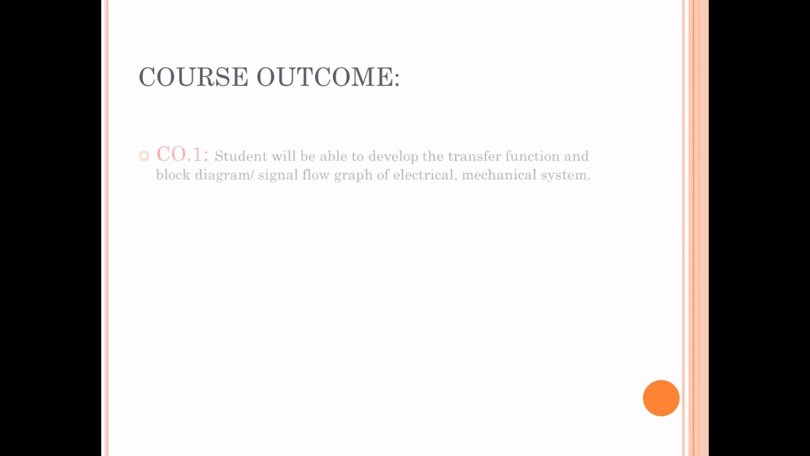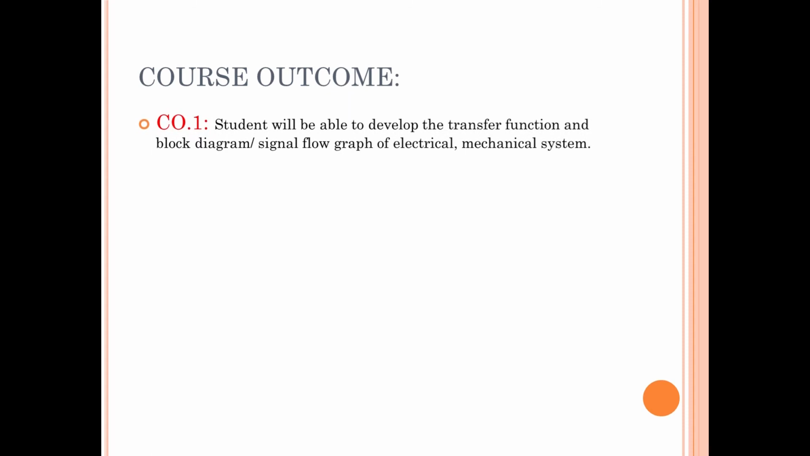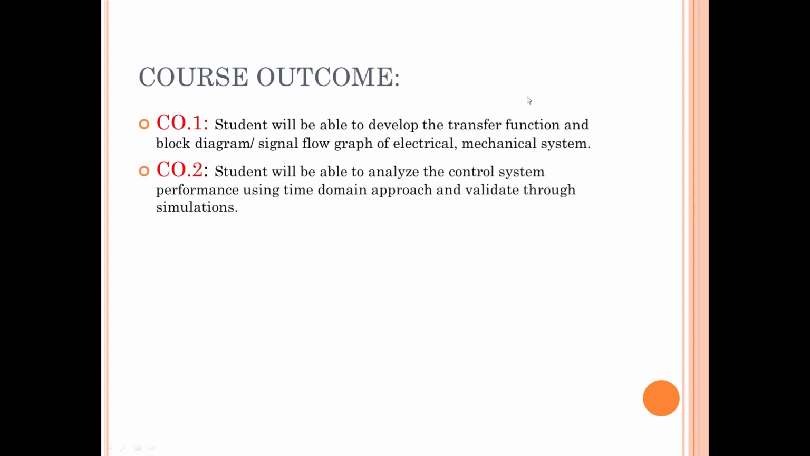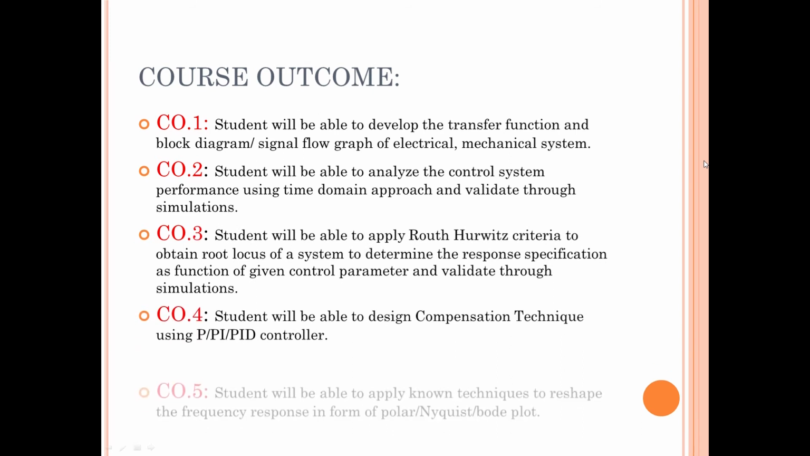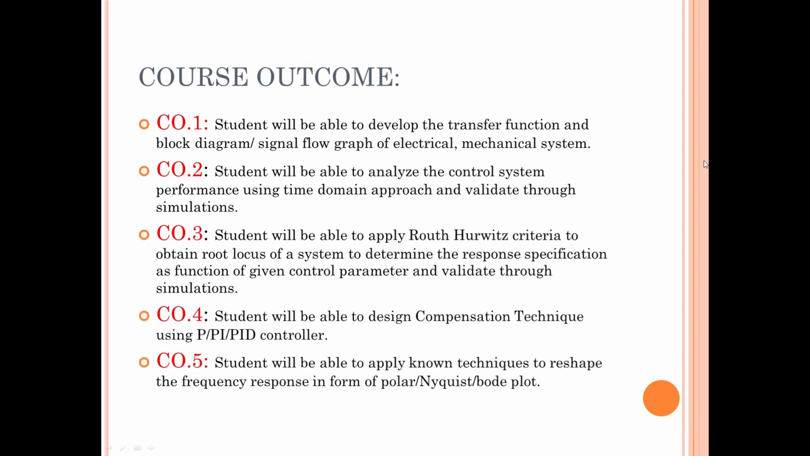So now, what is the course outcome? At the end of this course, the students will be able to design the control system or define the transfer function using the signal flow graph or block diagram, and can perform the time domain analysis or the frequency domain analysis, and will be able to design different compensation techniques using different controllers. So these are the course outcomes of control system 1.